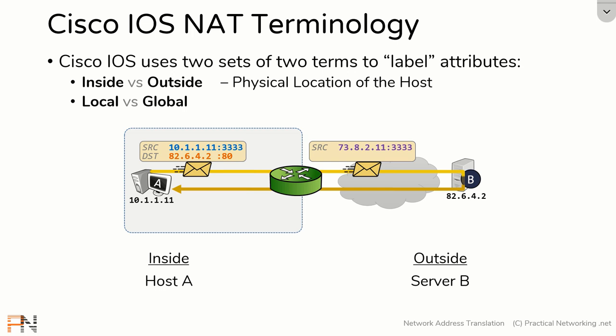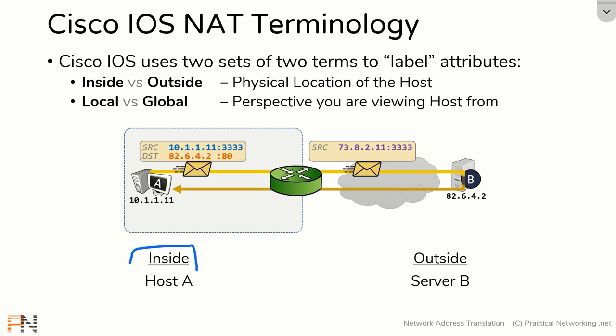Now let's talk about those addresses for a second. Both this address, 10.1.1.11, and this address, 73.8.2.11, belong to a host that physically sits on the inside network. Both of those addresses belong to host A. But they are different depending upon if you're looking at the addresses before translation versus after translation. That's why you need the second set of terms. This set of terms refers to the perspective you're viewing the attributes from.